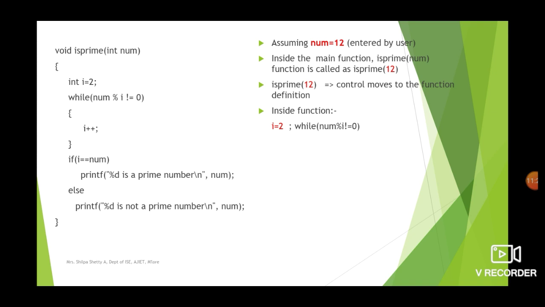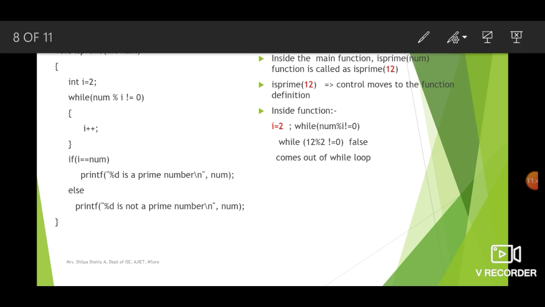Num is 12. 12 percentage 2, that is 12 divided by 2. The remainder is 0. 0 not equal to 0? No, the condition is false here. So I plus plus will not get executed. The control will come out of the loop. Next the if statement gets executed.